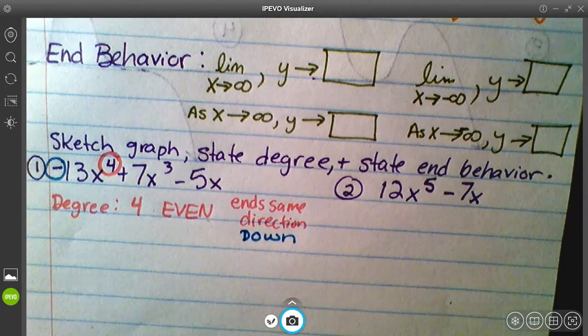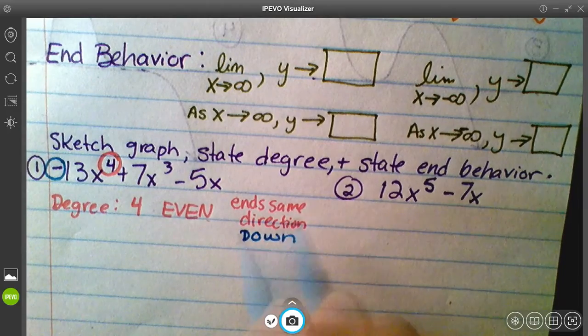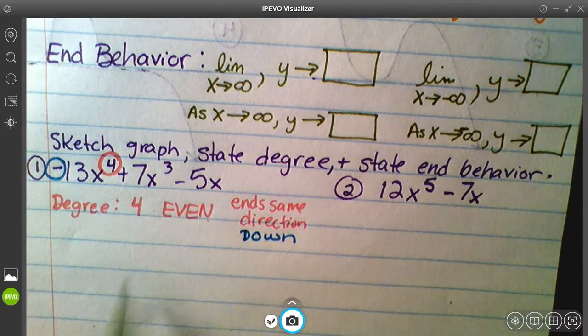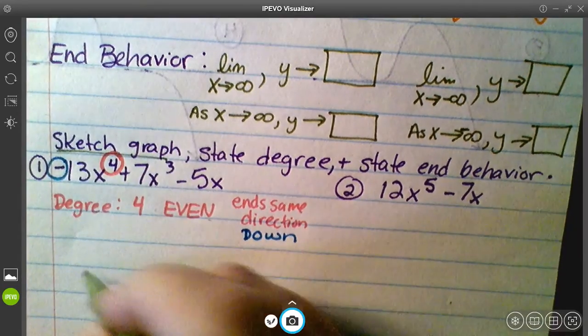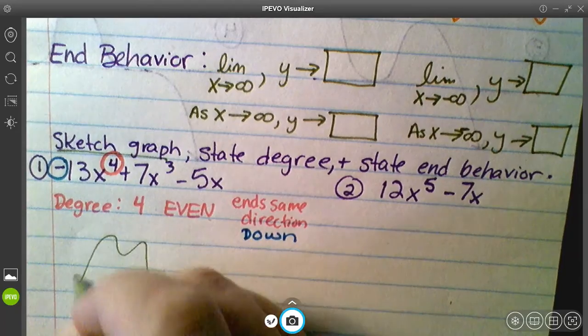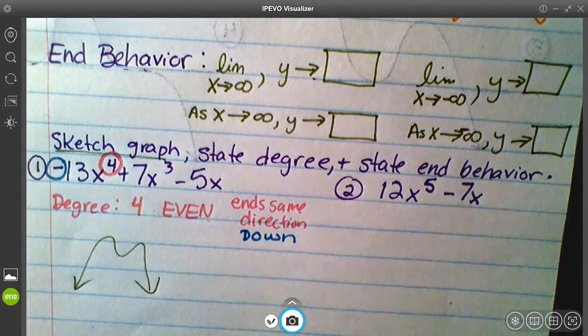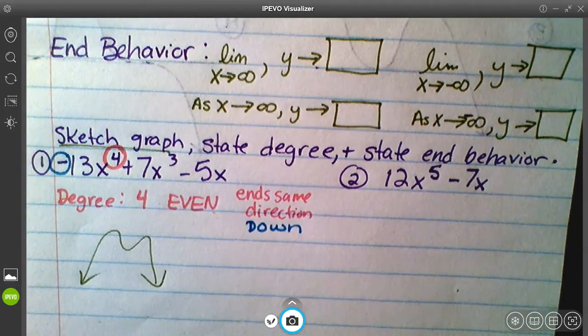All right, so I know that the end behavior here says that they're both going in the same direction. They're both going down. So to sketch the graph, I can do something like that. When I ask you to sketch the graph, I don't want exact points. I don't even care if you put a coordinate plane on there. I just want you to show me generally what that graph is going to look like.